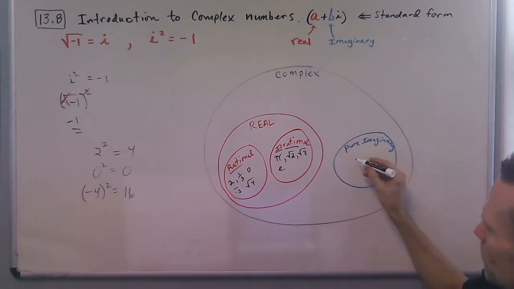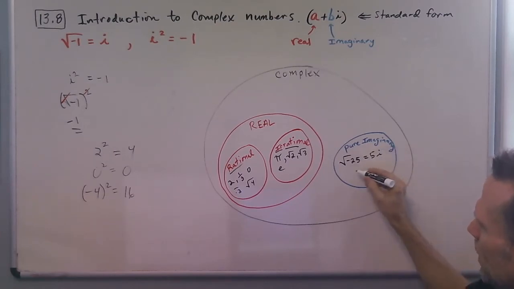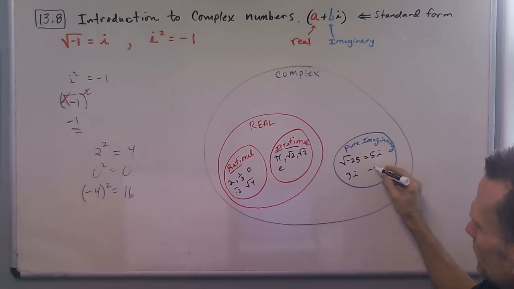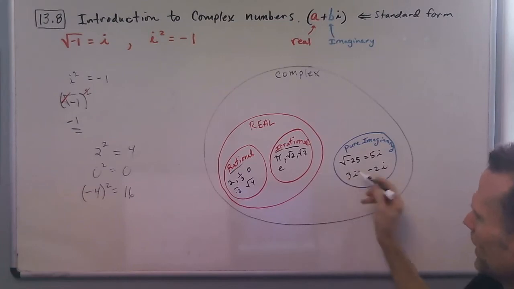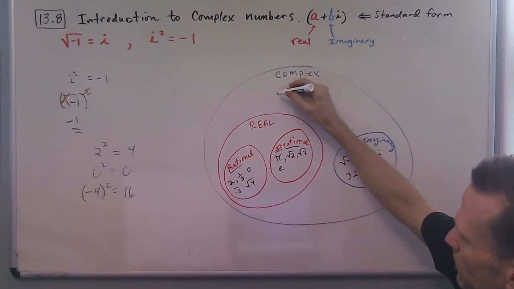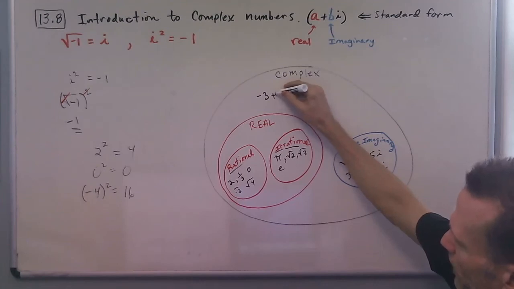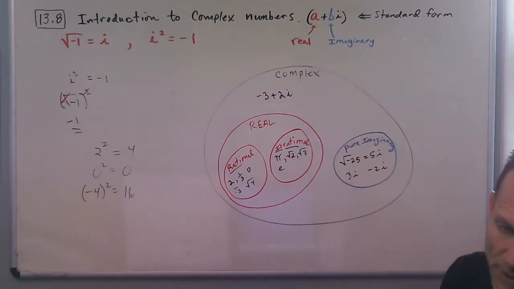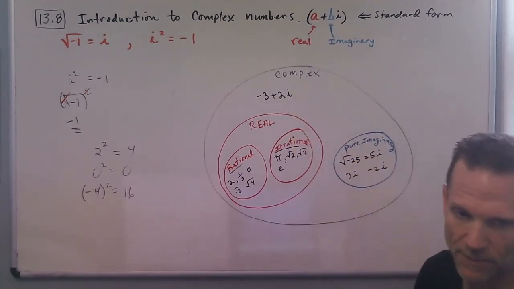Okay, then over here we get into the numbers that come out of taking the square root of negative numbers, like the square root of -25. That's equal to 5i. Okay, 3i is in here, -2i. Okay, so those are the purely imaginary numbers. And then when you combine these together here, you get what's called a complex number. And a complex number has a real piece, so we can say -3, that's a real number, and then plus a purely imaginary number. So the complex numbers are made up of a real piece and an imaginary part.